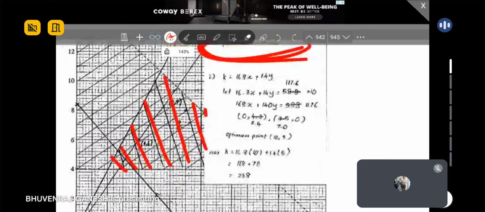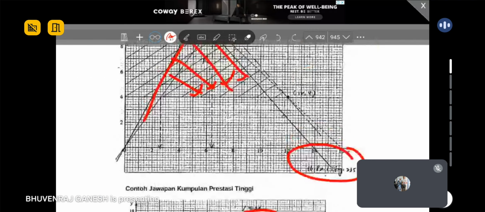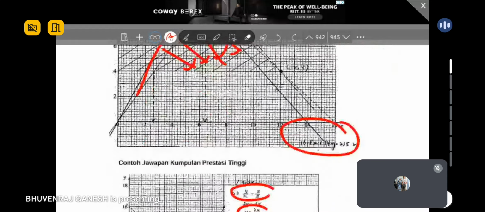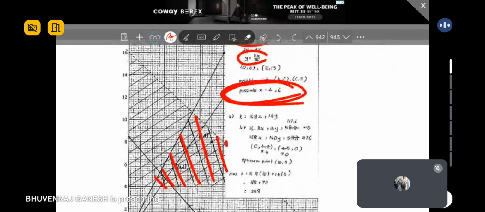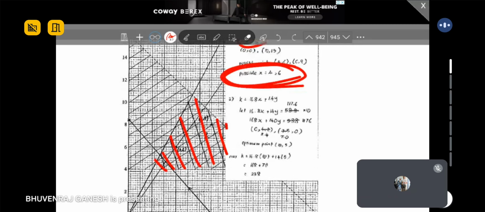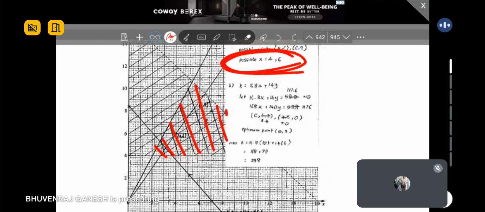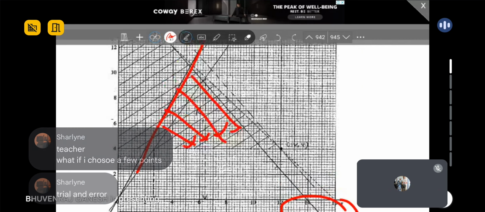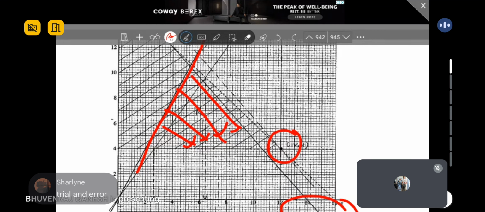So they want the maximum. I think they want the maximum value. Yes, maximum cost. So it must be at the highest point of the shaded region. If you refer here, I think the optimum will be the most right one. Yes, trial and error only.